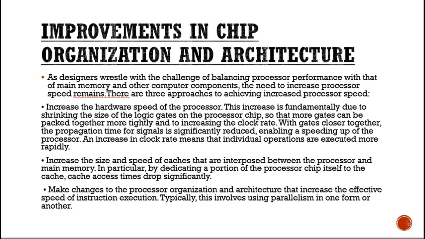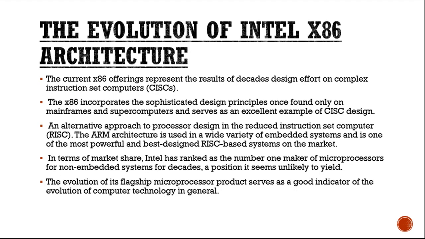This increase is fundamentally due to shrinking the size of logic gates on the processor chip so that more gates can be packed together more tightly, and to increasing the clock rate. With gates closer together, the propagation time for signals is significantly reduced, enabling a speeding up of the processor. An increase in clock rate means that individual operations are executed more rapidly. The second is to make changes to the processor organization and architecture that increase the effective speed of instruction execution. Typically, this involves the use of parallelism in one form or another.